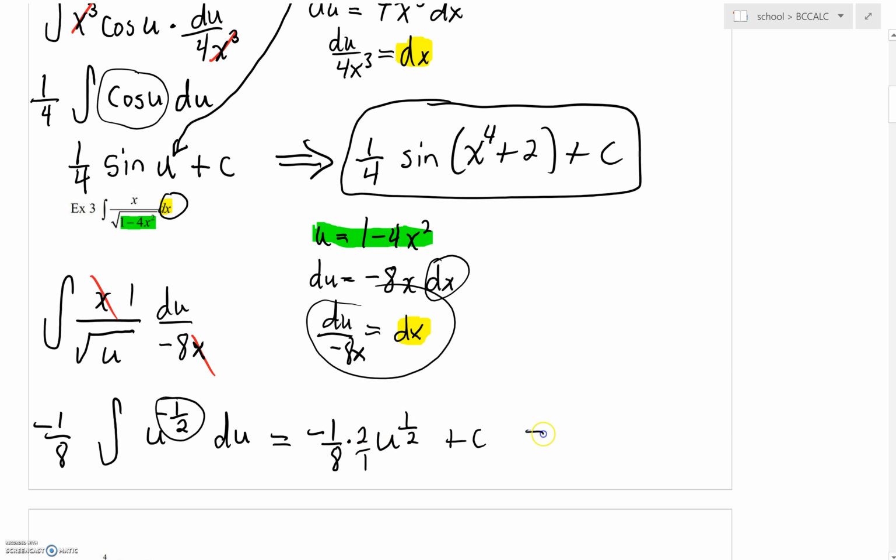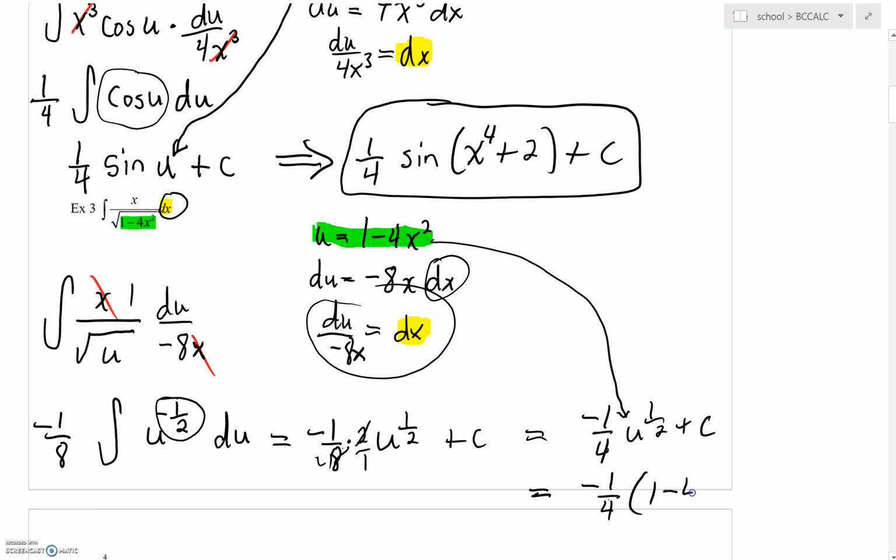And we'll get negative 1/4. The 2 and the 8 are going to cancel. u to the 1/2 plus c. But remember what your u really is. Your u is 1 minus 4x squared.